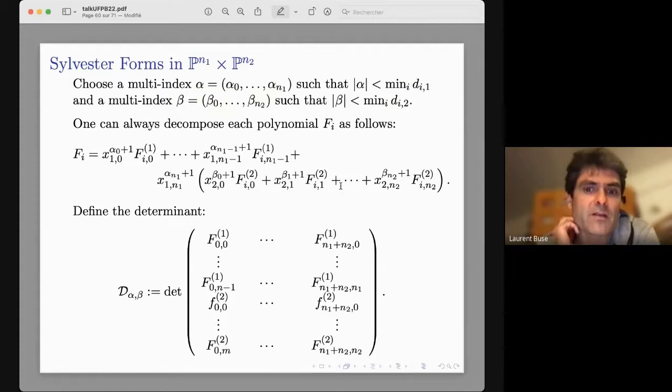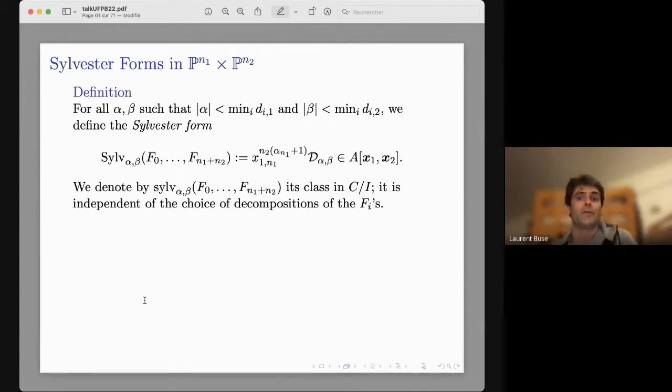If you do that, you can do exactly the same. You define a determinant in a very similar way. And so this determinant now depends on alpha and beta. So for any choice of alpha and beta, we make this kind of decomposition, and so we get this determinant that we call d alpha beta.